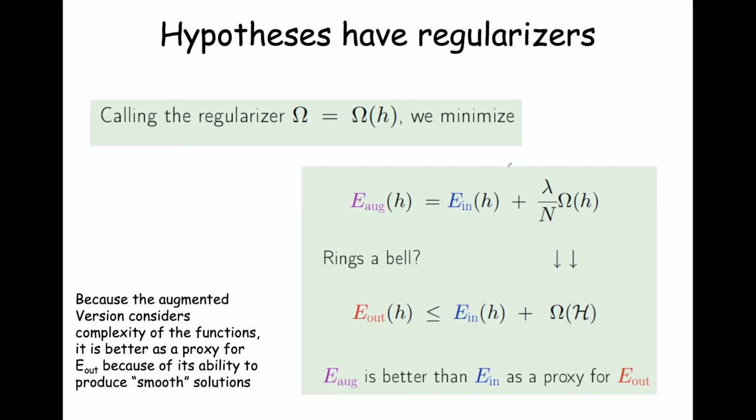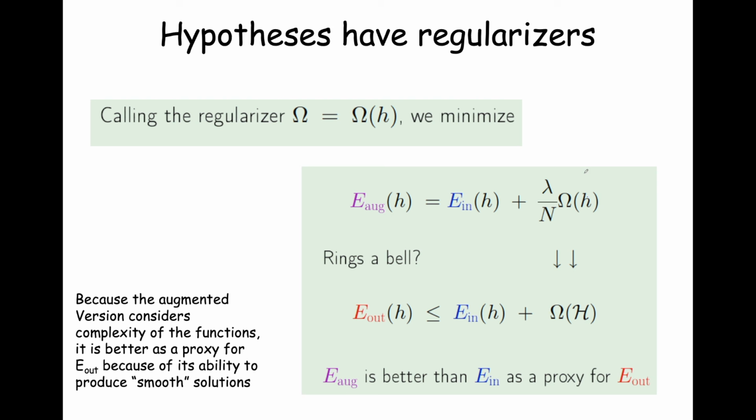And so when you have hypotheses, you can impose a regularizer on that hypothesis to effectively repair having an overly complex hypothesis. And so we said this augmented error is the in-sample error plus this penalty term. And this penalty term is a regularizer. And what this regularizer serves as is a limit on the complexity of your hypothesis set.